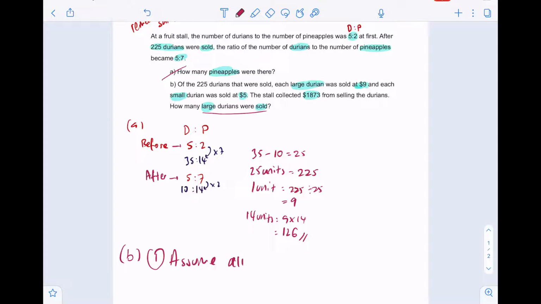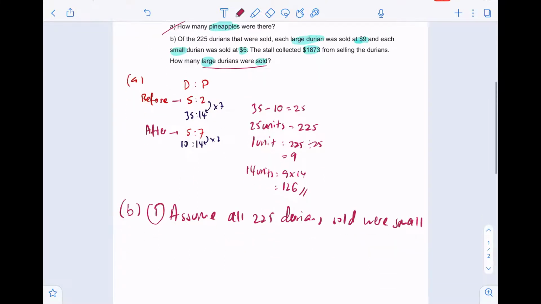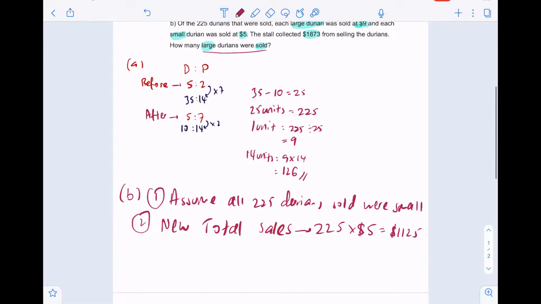So you assume all 225 durians sold were small durians. Second step, we find the new total sales. What is the new total amount collected? Now that will be 225, all of them are small durians. We have assumed that. Again, this is not real, this is just an imagination. So 225 times 5, and you'll get $1,125.